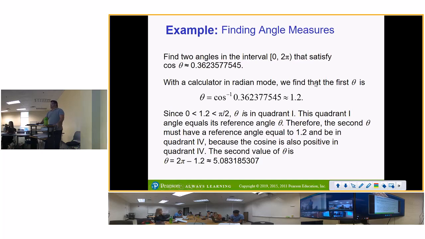That's not a test question. The one before it is a test question, but that's not a test question. But do make sure you can do the inverse sine or cosine. All right. The other one would be 5. That wouldn't be it, because that would be 2π. That would be in the wrong quadrant. And that's that section.